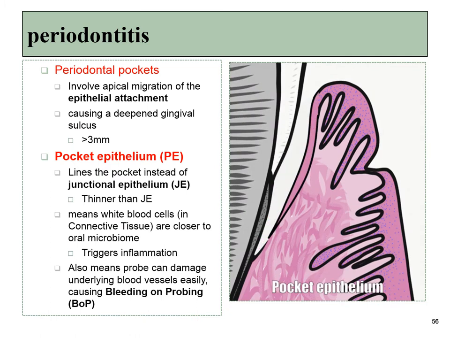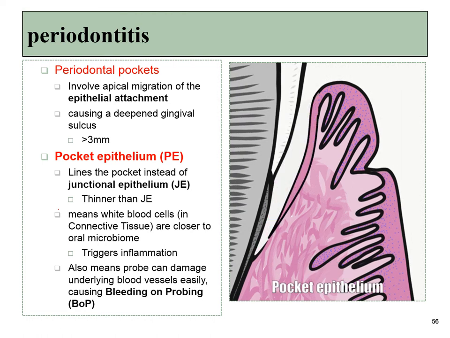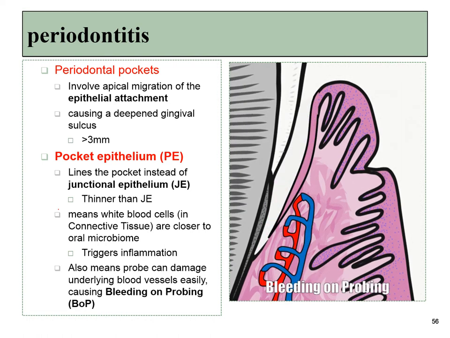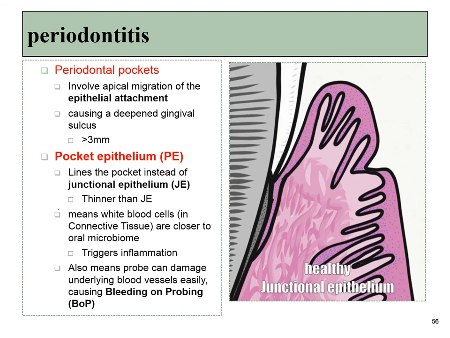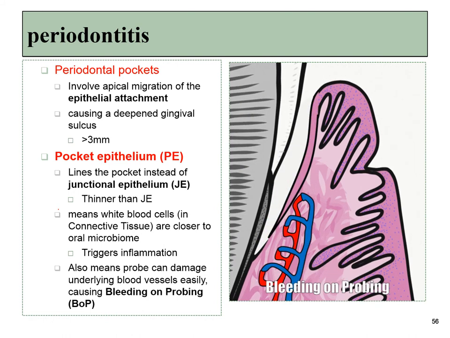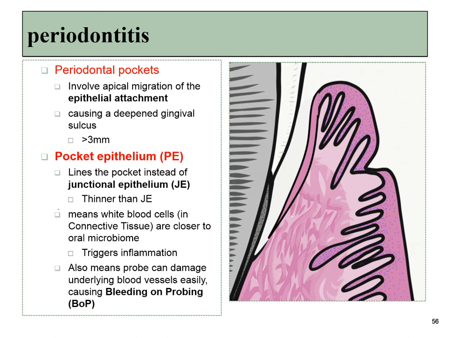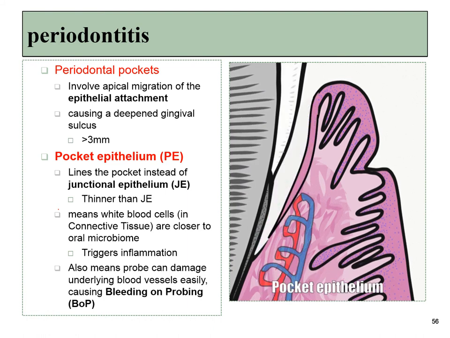In this cartoon of a periodontal pocket, what we are seeing here is that under healthy conditions, the junctional epithelium should adhere to the tooth surface tightly, but with periodontitis or gingivitis, we see that the epithelial attachment is more distal to the tooth surface, which leads to a deeper pocket. And when this happens, the very thin epithelium can easily be damaged, leading to bleeding on probing.